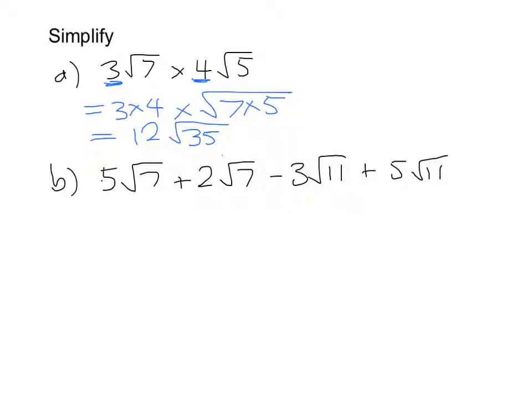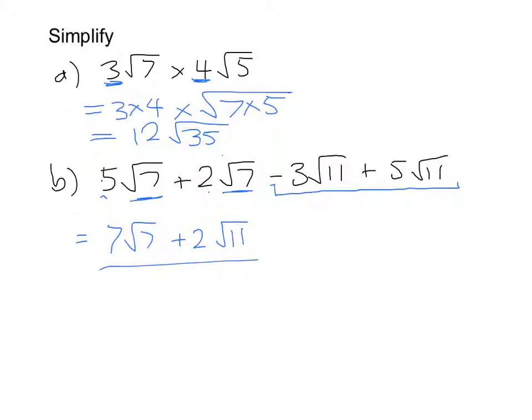For the next question, we need to collect our like terms, so we've got root 7 and root 7. So we have 5 root 7 plus 2 root 7 is equal to 7 root 7. And then we have the root 11 terms, so we've got -3 root 11 plus 5 root 11 would be equal to -3 plus 5 is plus 2. And that becomes our answer.